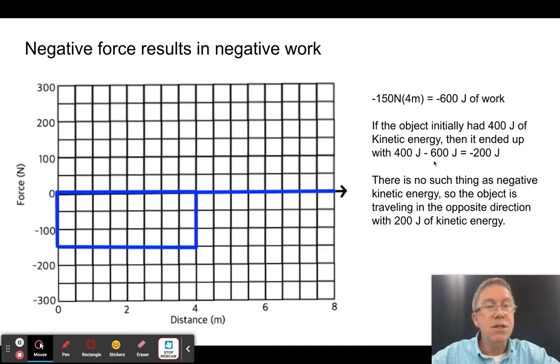The object is going to slow down and stop after I've done 400 joules worth of work, and then I'm going to do another 200 joules worth of positive work. But if I just do it this way, it's really easy to say, well, I end up with negative 200 joules, but since there's no such thing as negative energy, I just have 200 joules of kinetic energy, but I'm going the other way.